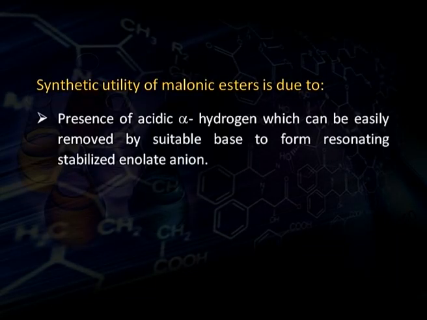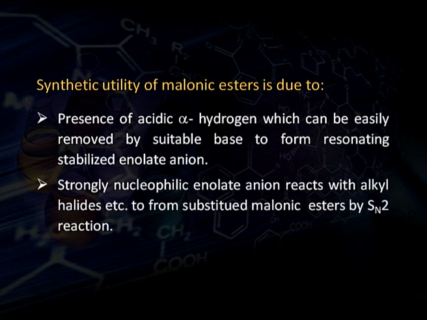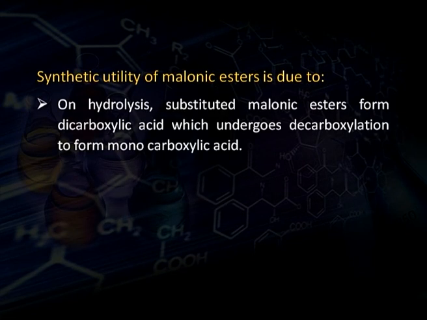The synthetic utility of malonic ester is due to the presence of acidic alpha hydrogens which can be easily removed by suitable base to form resonating stabilized enolate anion. Strongly nucleophilic enolate anion reacts with alkyl halide to form substituted malonic esters by SN2 reactions. On hydrolysis, substituted malonic esters form dicarboxylic acids which undergo decarboxylation to form monocarboxylic acids.